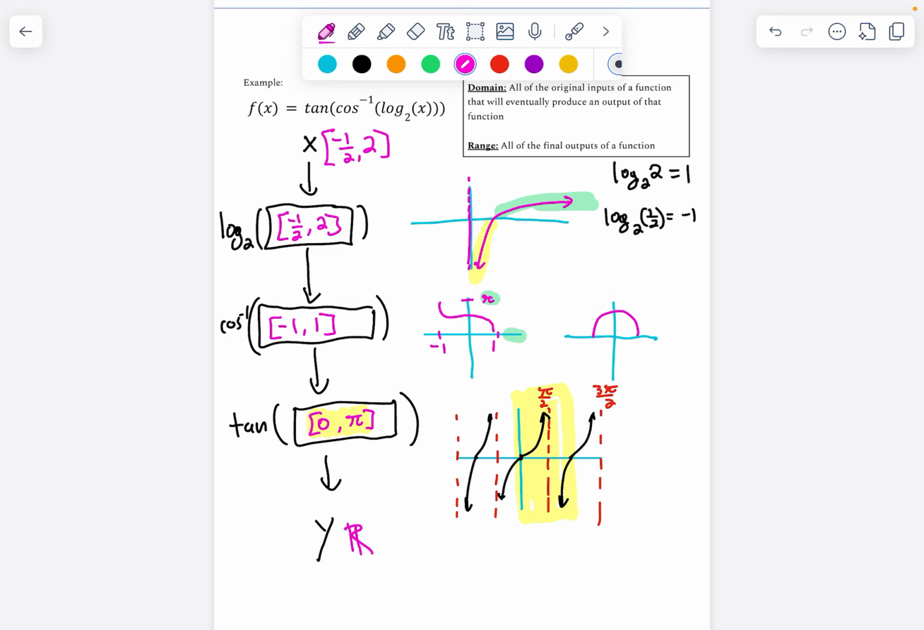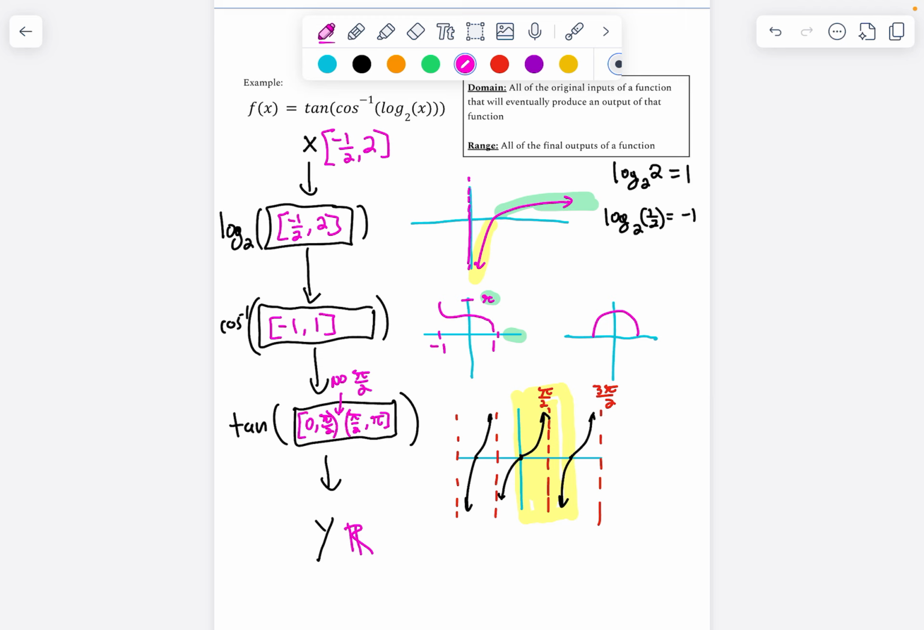Importantly, though, we don't get anything out when we plug in pi over 2. So pi over 2 doesn't actually give us an output. So we shouldn't have pi over 2 here. No pi over 2. And so we're going to actually say we only want tangent of 0 to pi over 2, and then pi over 2 to pi, but we don't include that pi over 2.